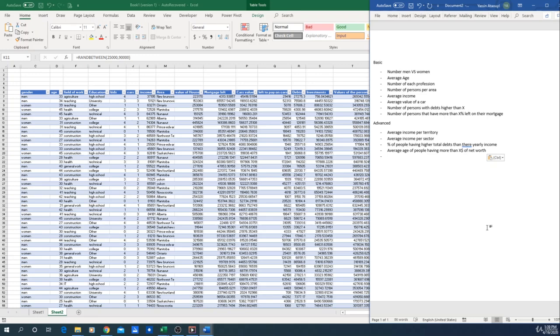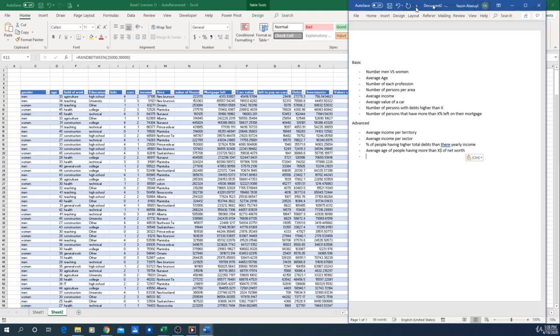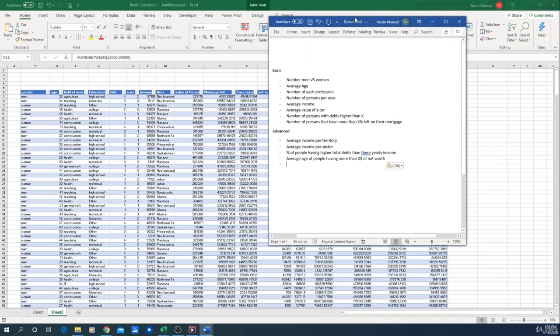So that's it for our goals. Right now we have our goals to be able to make our analysis. The next thing that we will have to do is to create our dashboard, the way that everything will be presented. And after that, we'll make our calculations.